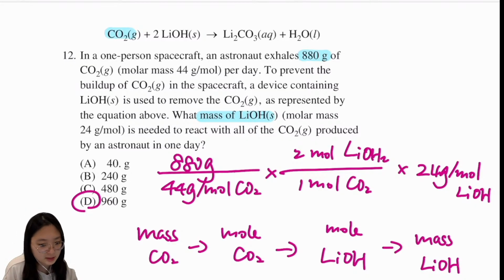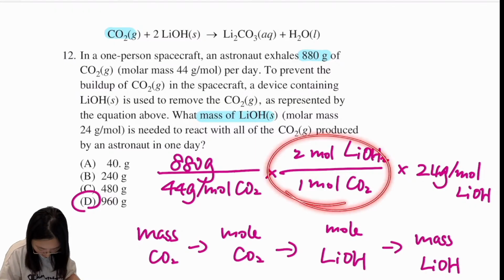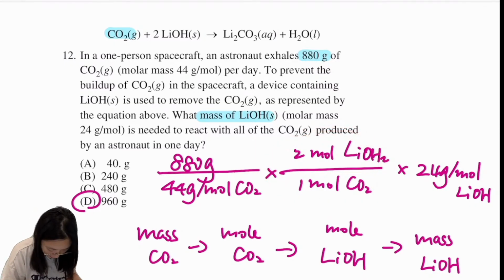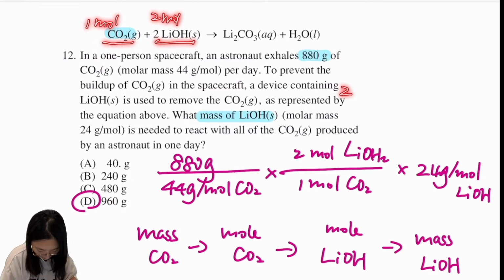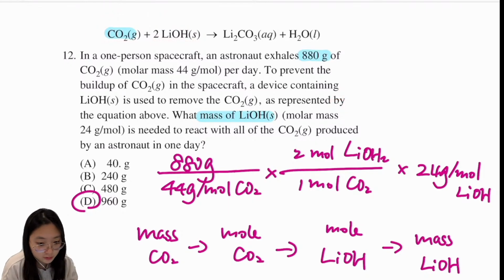If you keep getting C, probably you didn't multiply by 2. In the mole conversion between carbon dioxide and lithium hydroxide, for every 1 mole of carbon dioxide consumed, 2 moles of lithium hydroxide are consumed. So you have to multiply by the 2 to 1 mole ratio.